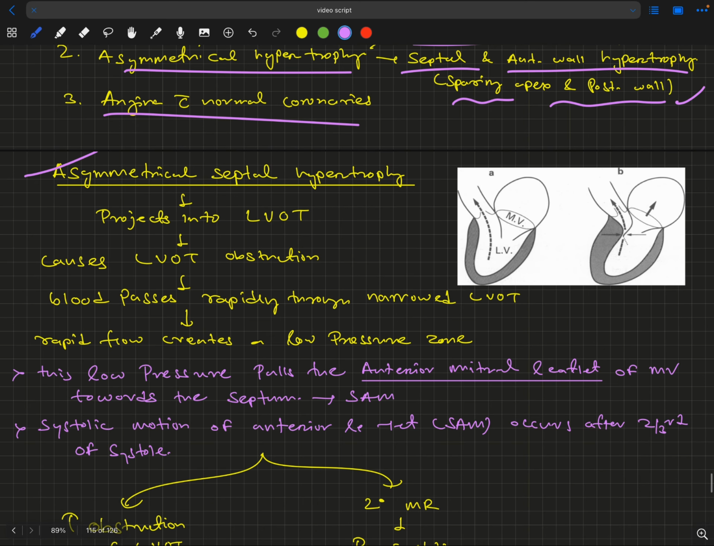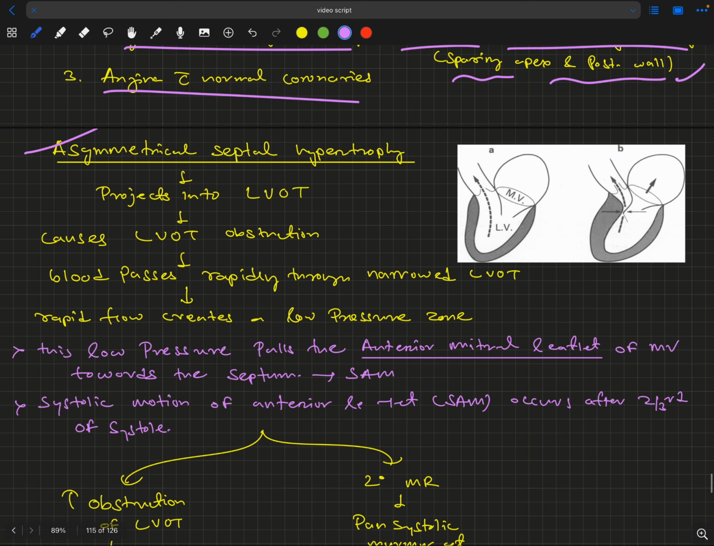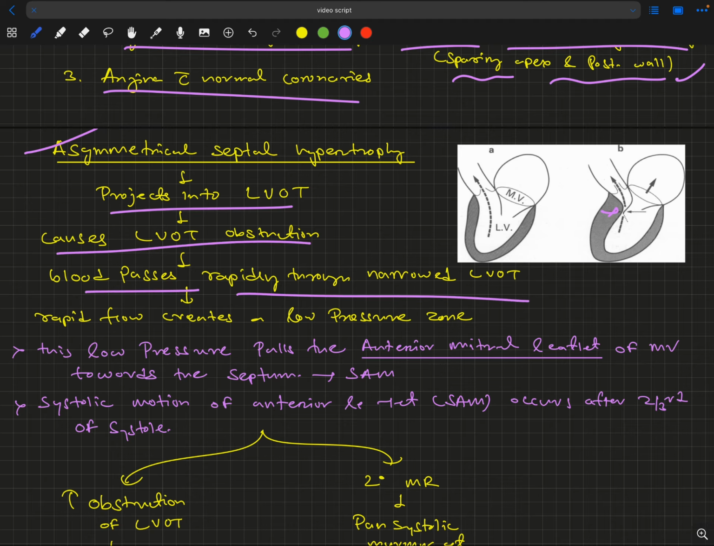Due to asymmetrical septal hypertrophy, here you can see it is hypertrophy of the septum, but it is asymmetrical. It projects into the left ventricular outflow tract. This is the left ventricular outflow tract. Now this asymmetrical septal hypertrophy projecting into the outflow tract causes left ventricular outflow tract obstruction. So blood passes rapidly through this narrowed outflow tract, and rapid flow across it creates a low pressure zone.